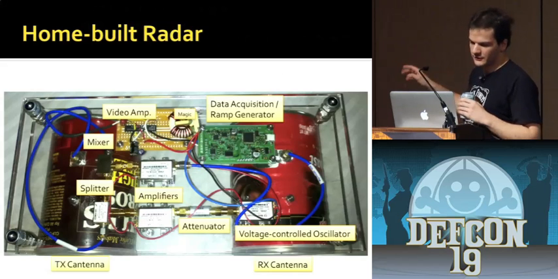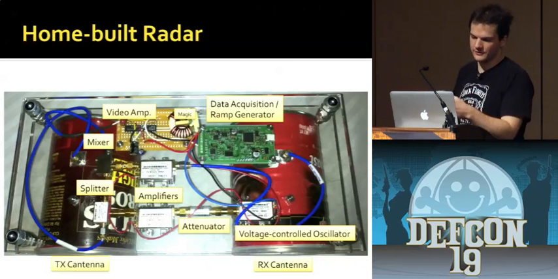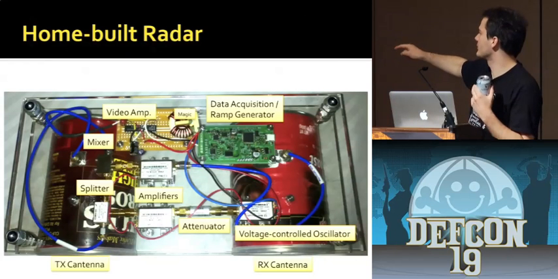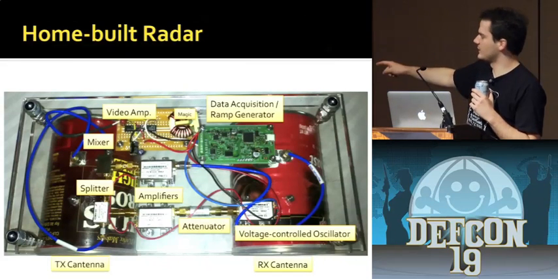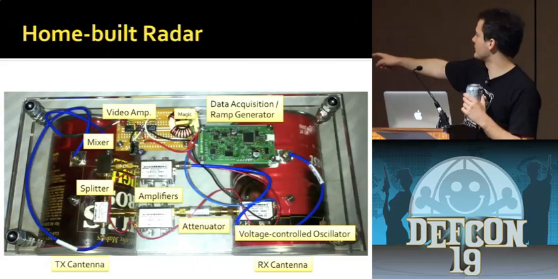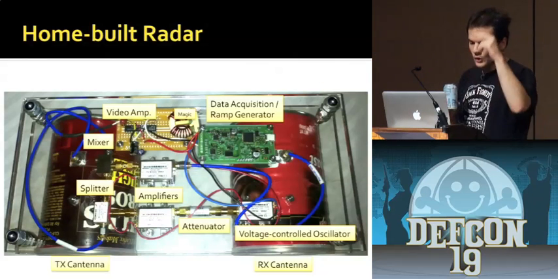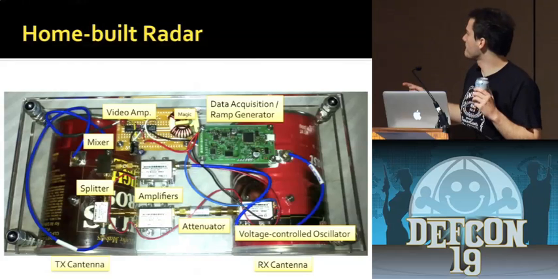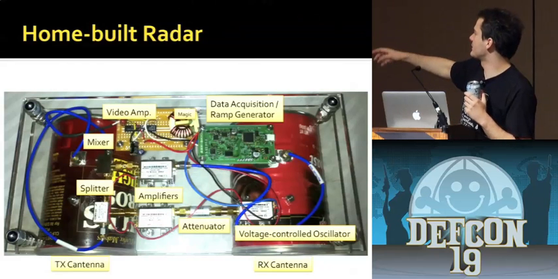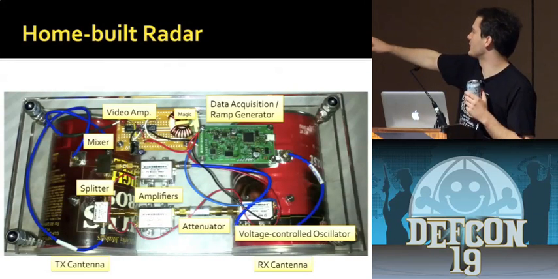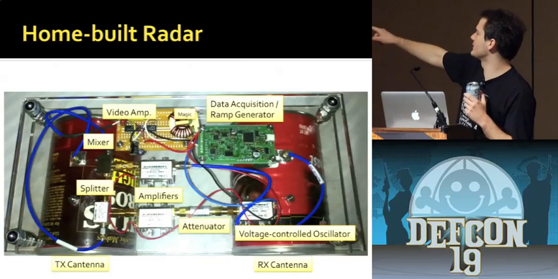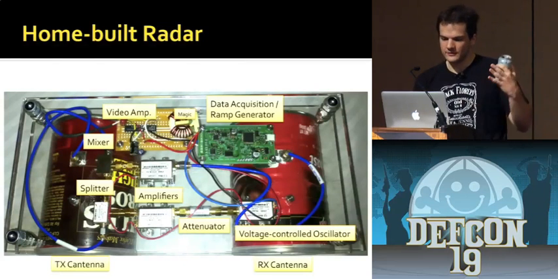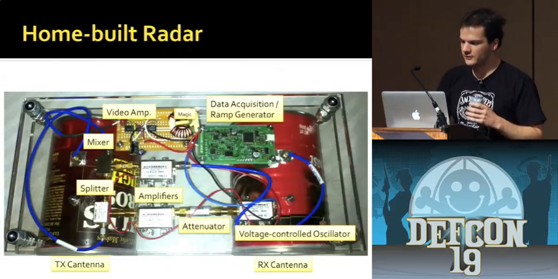So you can see all the components I was talking about before. We have the VCO first, which gets a signal from that green board, which is actually generating our ramp now, so it's computer controlled. The VCO goes to the attenuator, goes to one of those amplifiers, and then you see the splitter out there. One of those signals goes to the transmit antenna, which you can see at the bottom. The other signal goes to the mixer. The received signal goes through one of the other amplifiers into the mixer, and then everything goes out to the video amplifier and back into the board. So that's pretty much all the components we just talked about.